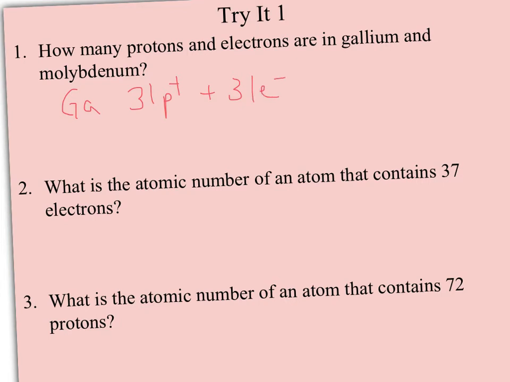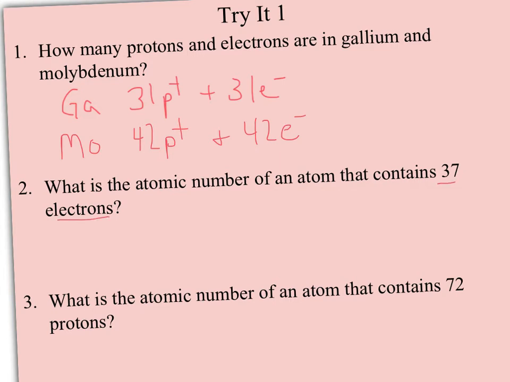You notice I'm abbreviating proton with a P plus and electron with an E minus. That just reminds us of the charge on each of those particles. Molybdenum is a little tougher to find. As you look around, sort of in the middle of the table, you will find Mo, and that's the symbol for molybdenum. You'll see its number is 42, so I know it has 42 protons, and that means it also has 42 electrons.